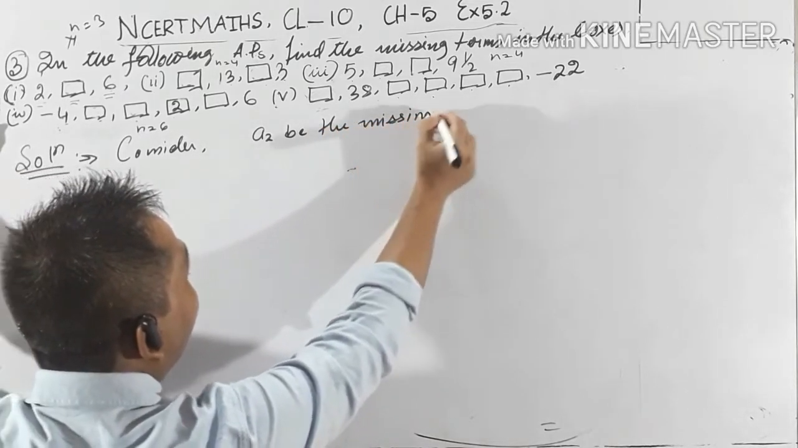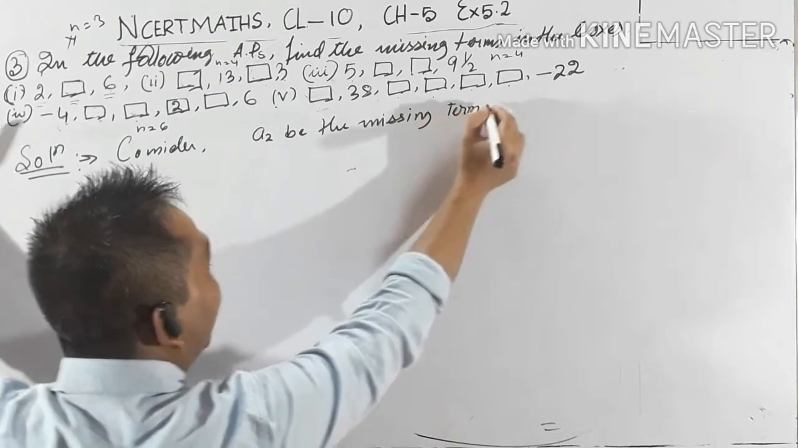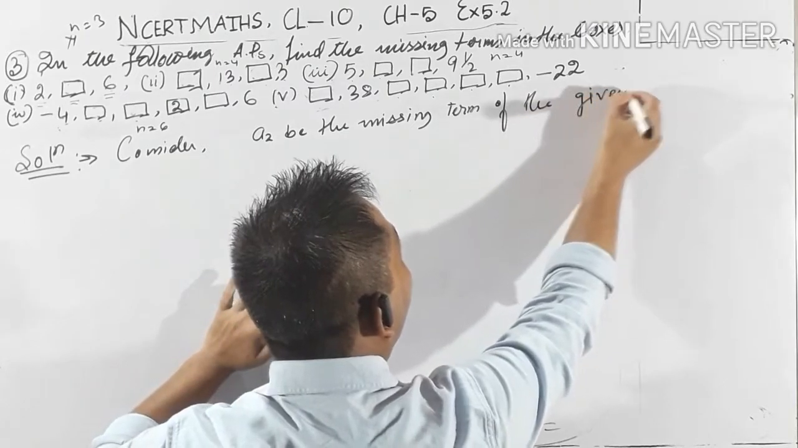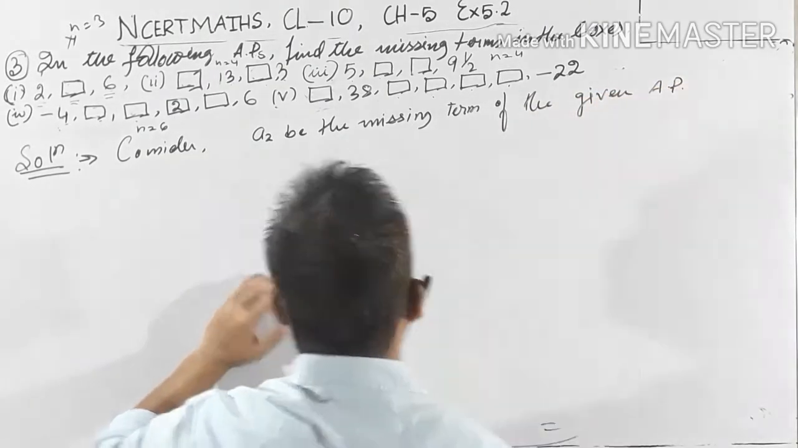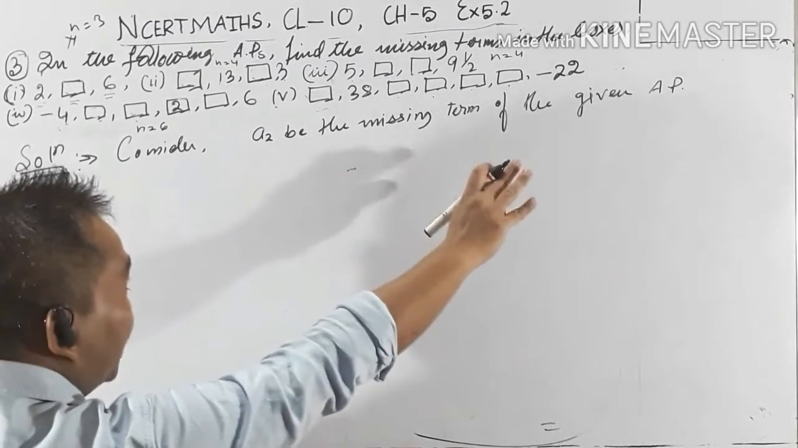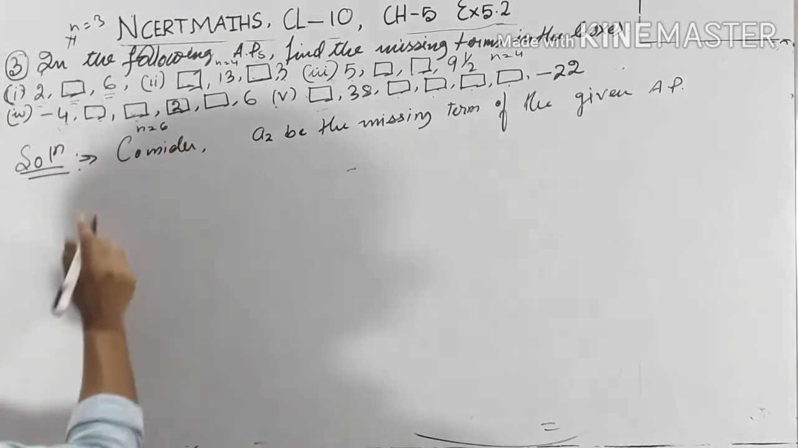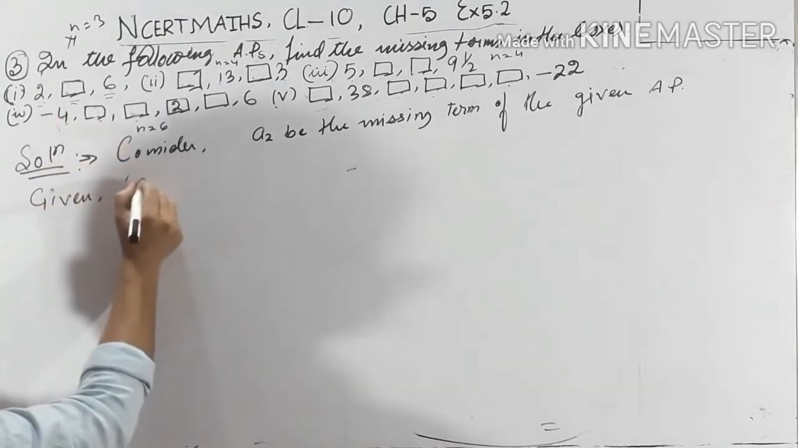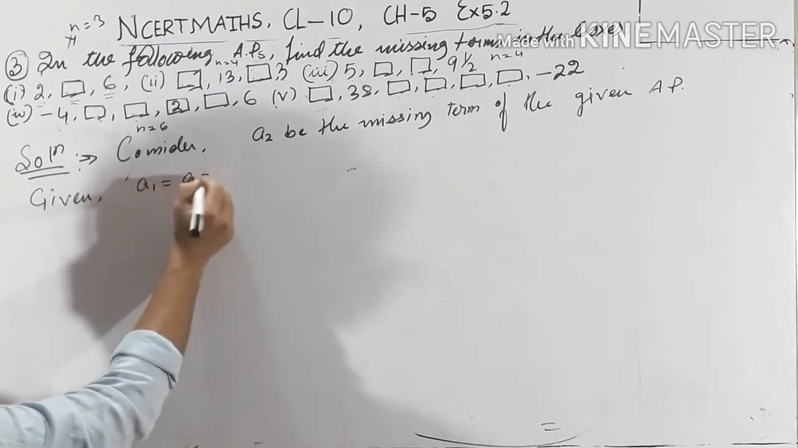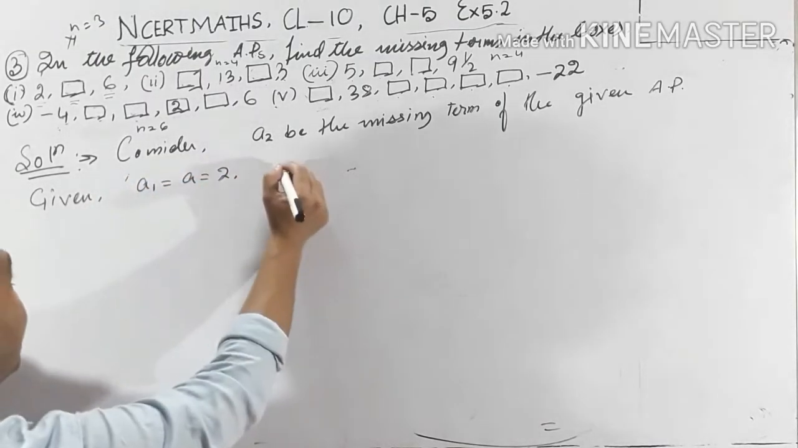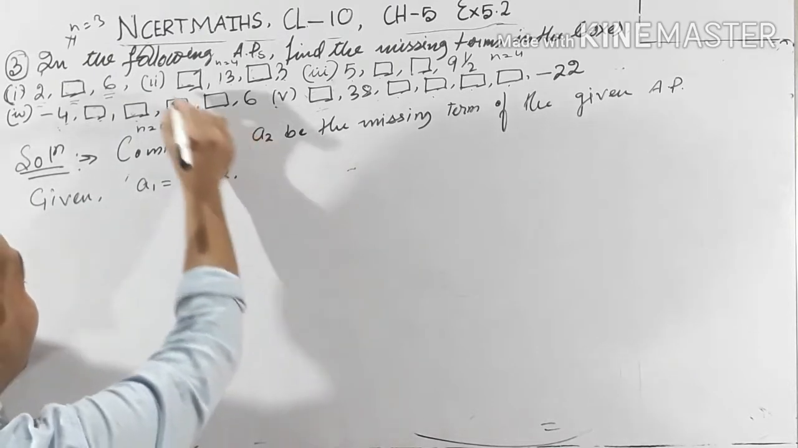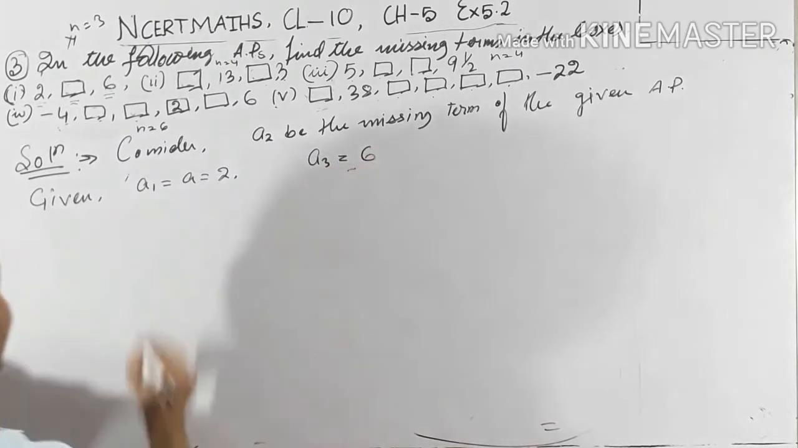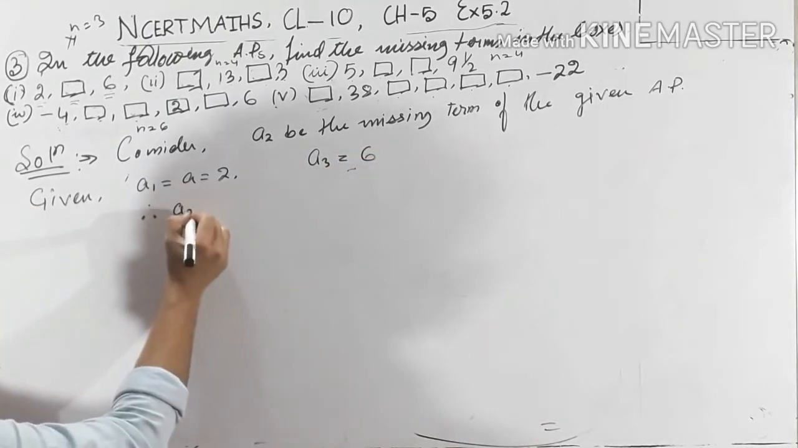A2 is the missing term of the given AP. So first of all, what is given? The first term A1 equals a equals 2, and the third term A3 is given, right? Therefore, what we have to find out is A2.